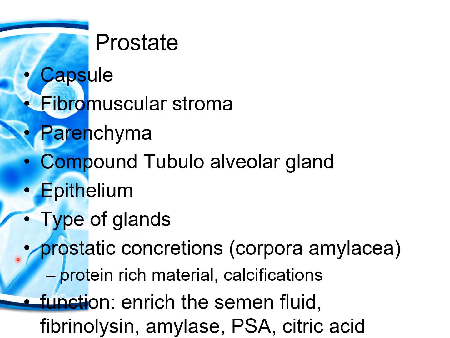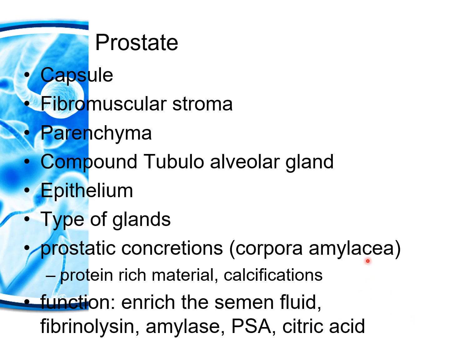Another very important point which helps in identification of the gland in H&E staining is the prostatic concretion, also called the corpora amylacea. This corpora amylacea is a protein-rich material. It is present in the lumen of the gland in the form of calcifications. Function of the prostate gland is to secrete the enriched seminal fluid. It contains fibrinolysin, amylase, prostate specific antigen, and citric acid is also present in its secretions.